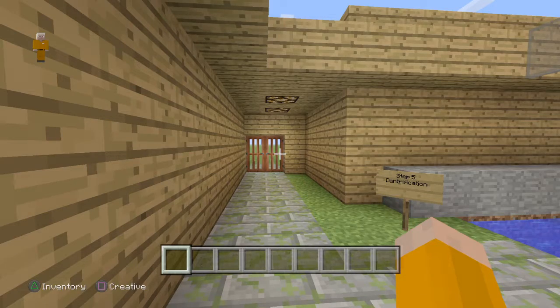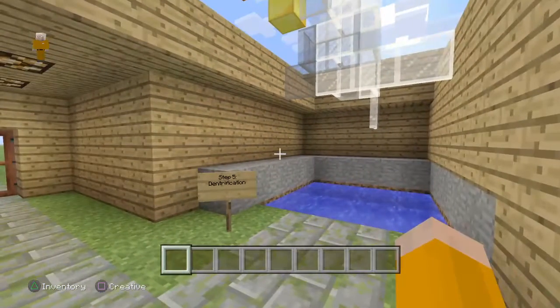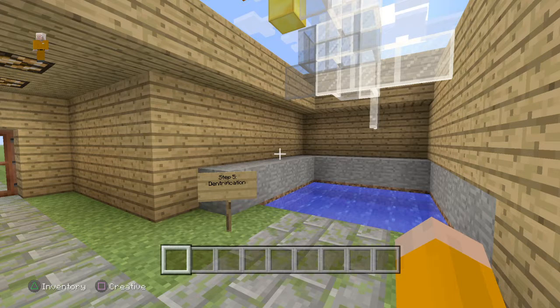Then step 5, denitrification. This nitrate is then consumed by plants. The final aspect of the nitrogen cycle is denitrification. This is performed by a variety of microscopic bacteria, fungi, and other organisms. Nitrates in the soil are then broken down and nitrogen is released into the atmosphere.